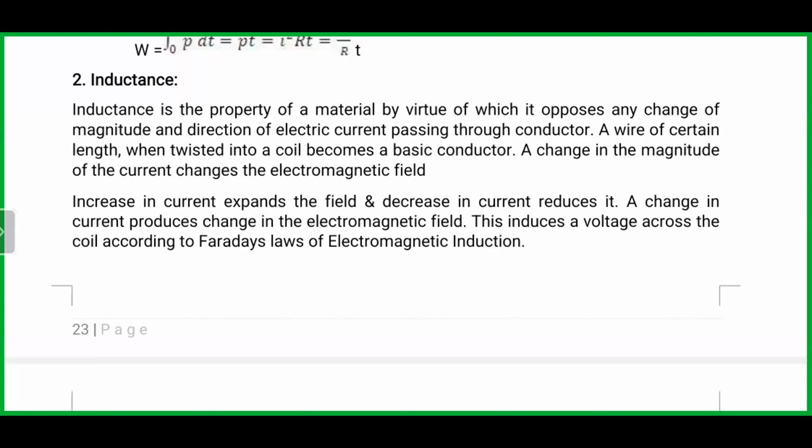Increase in current expands the field. Of course, we know when the current is increasing, the field will become bigger, and a decrease in current reduces it. A change in current produces a change in the electromagnetic field. This produces a voltage across the coil according to Faraday's law of electromagnetic induction. Because of that, we can generate electricity without contact.